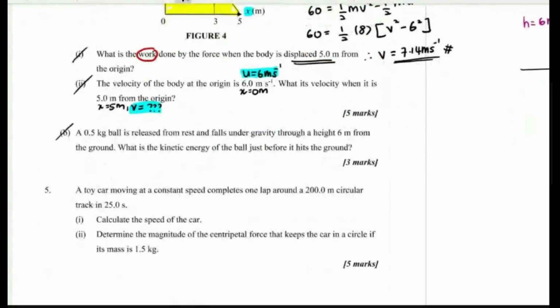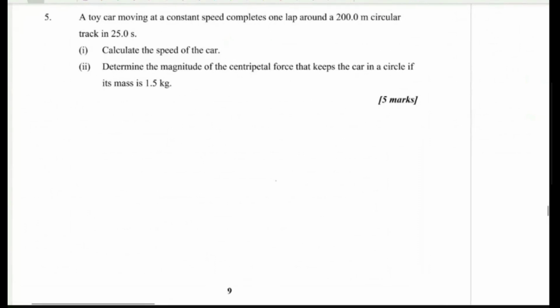Okay, number 5. Circular motion. A toy car moving at constant speed completes one lap around a 200 meter circular track in 25 seconds. So when I read complete one lap, it means it completes one full revolution, which is the linear displacement of 200 meters, in 25 seconds. So one lap in 25 seconds.